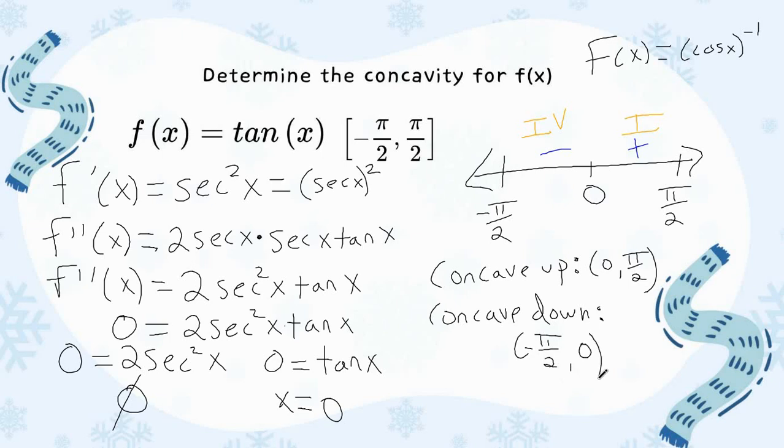Which makes sense because do we remember what our graph of tangent looks like? Weird squiggly line. I go fast, then slow. Looks like that, right? And we have asymptotes at negative pi over 2 and pi over 2. So notice that before 0, it is concave down, right? It's facing downward. And then after 0, it's facing up.